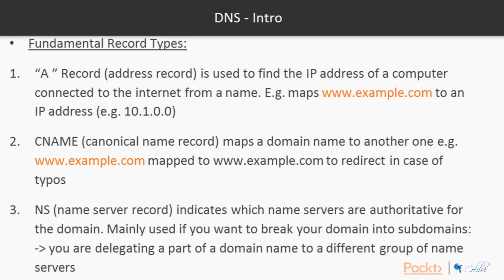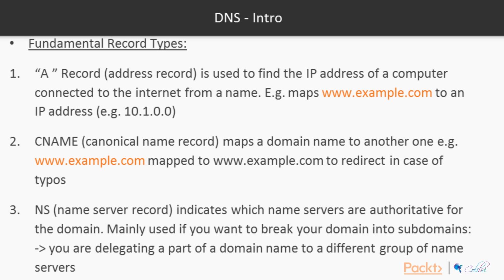We will now cover the fundamental DNS record types. The A record, or the address record, is used to find the IP address of a computer connected to the internet from a name. Example, it will map www.example.com to an IP address such as 10.1.0.0.